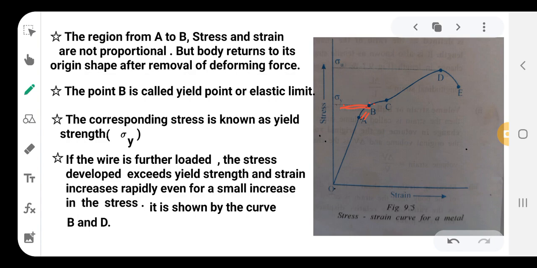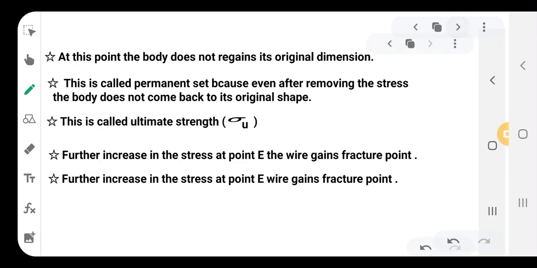If the wire is further loaded, the stress developed exceeds the yield strength and strain increases rapidly even for a small increase. Now from B to C you can see it cannot come back to its original shape. Even for a small increase it has lost its elasticity, and if you increase it again, it will go from C to D. It is a permanent set. Completely it has lost the elastic property. At this point the body does not regain its original dimension. This is called the permanent set.